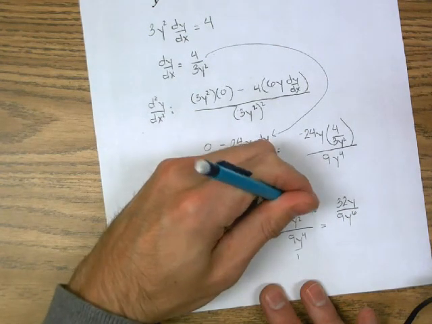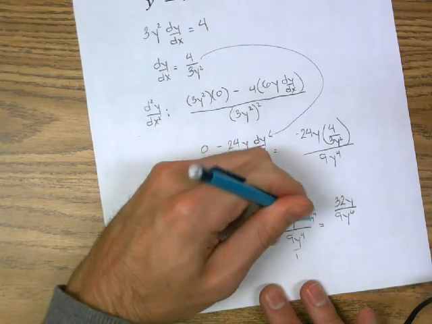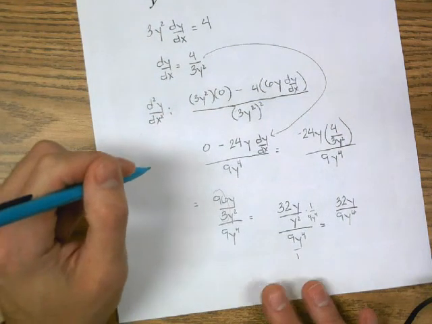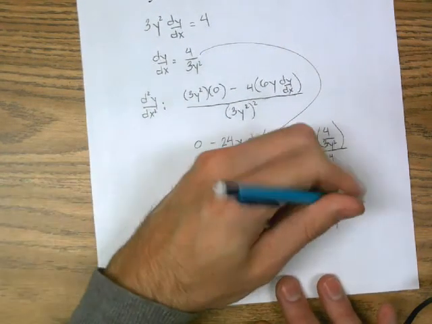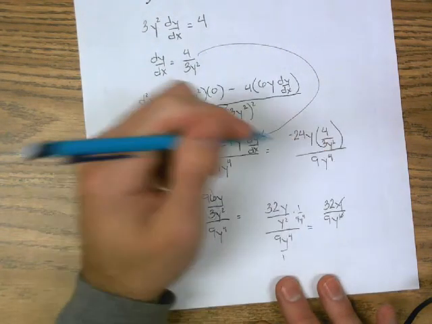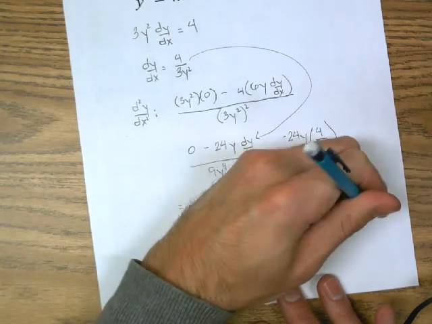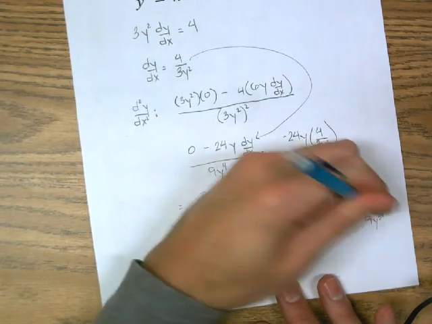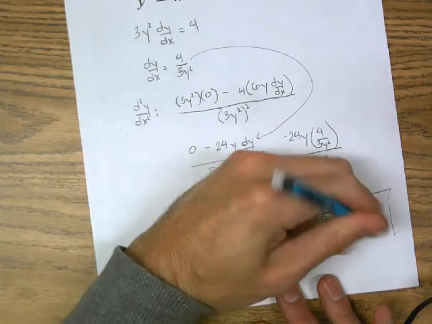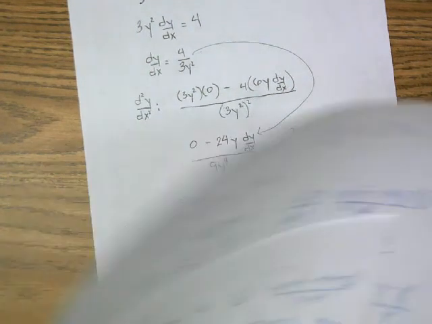Okay, because when I multiply by the reciprocal, that's 1 over 9y to the fourth. Now I can add my 2 and 4 together. Now you can take one of these away and take one of those away. Your final answer becomes 32 over 9y to the fifth. Okay.